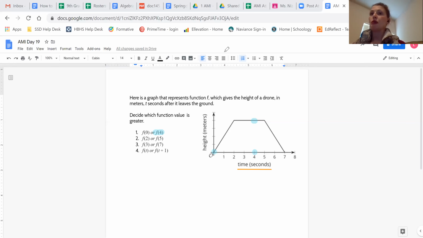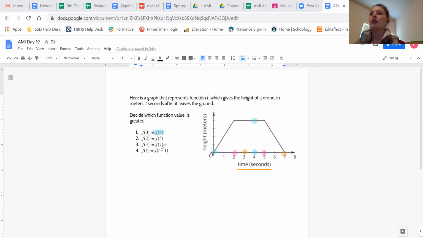Now for number two, you're going to compare f of 2 and f of 5. So you'll see the y value there, the height. How high up is it after 2 seconds? Compare that with how high up it is after 5 seconds. For number three, you'll do f of 3 and f of 7. And you'll compare those two. Which one is higher up? Or at which time is the drone higher up in the air?